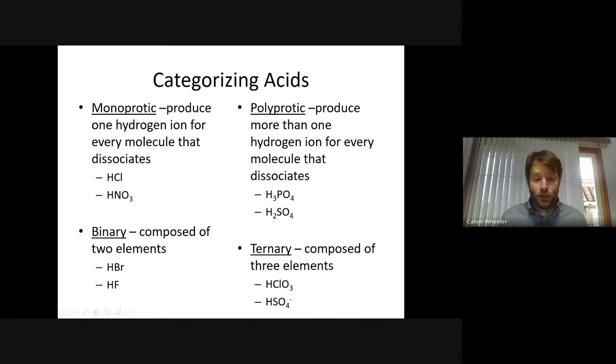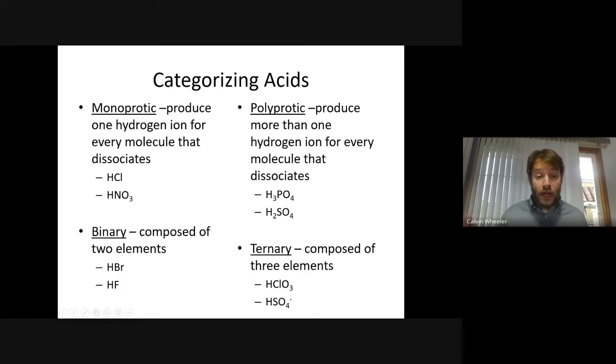The last classification is ternary, ter meaning 3, like in primary, secondary, tertiary. Ter means 3 elements. And so these acids we'll find have 3 different elements. And so this first one, we have chloric acid, HClO3. So we have 3 types of elements: hydrogen, chlorine, and oxygen. And so that is a ternary acid. And then the next one is sulfuric acid. So we have hydrogen, sulfur, and oxygen. Again, 3 elements. So those are ternary acids. These ones over here are binary.